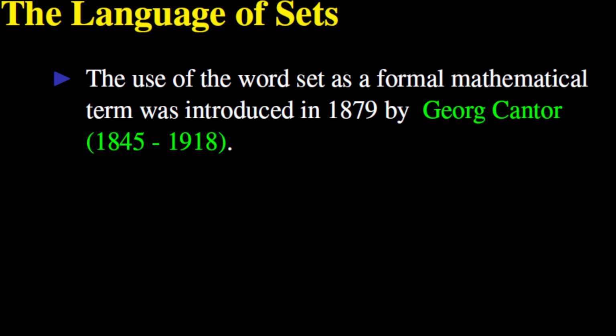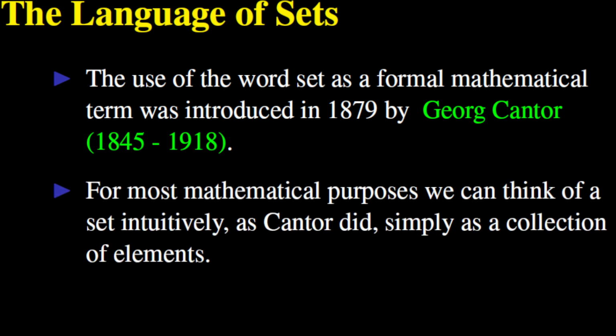We start with the concept of sets. The use of the word set as a formal mathematical term was introduced in 1879 by George Cantor. As we will see later on, sets are fundamental mathematical structures. Almost everything in math revolves around sets. For most mathematical purposes we can think of a set intuitively, as Cantor did, simply as a collection of elements.